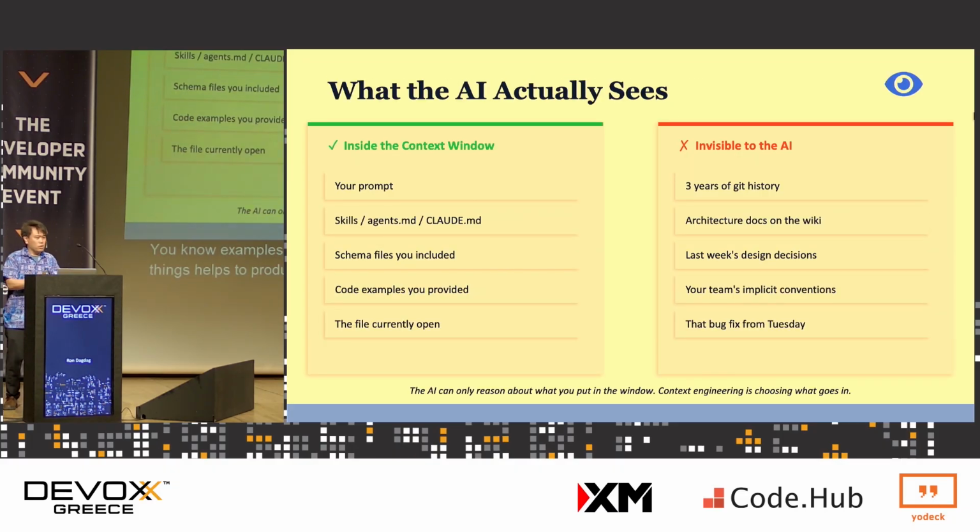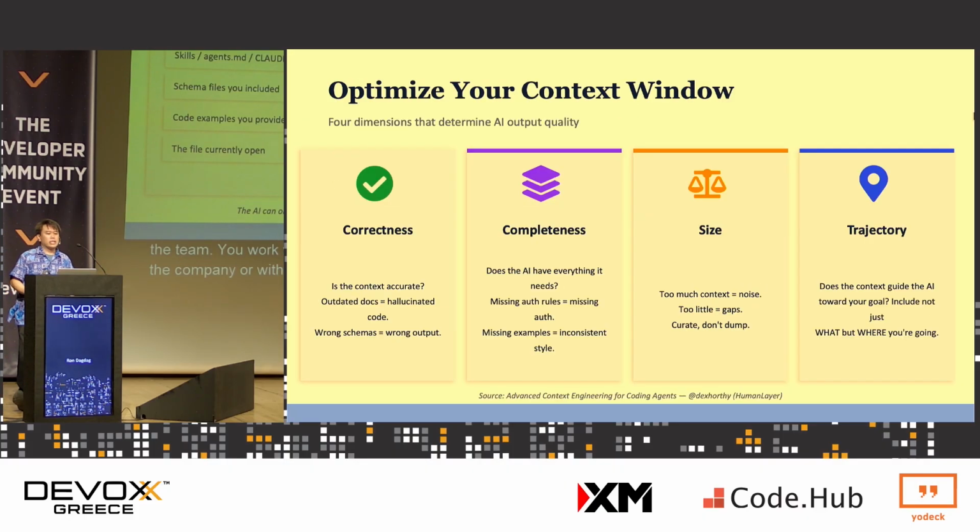And inside that context window, there are a lot more things that the AI cannot see, right? Even though you included in your prompt your agent's MD or some markdown files, some screenshots, or some code examples, there are some things that are not visible to the AI. One is the Git history, or the architectural documents outside of the code base. The design decisions within the team, where you work with the product management, and the implicit conventions within the company or within the team, and of course other bug fixes. So there are things outside that it cannot see.